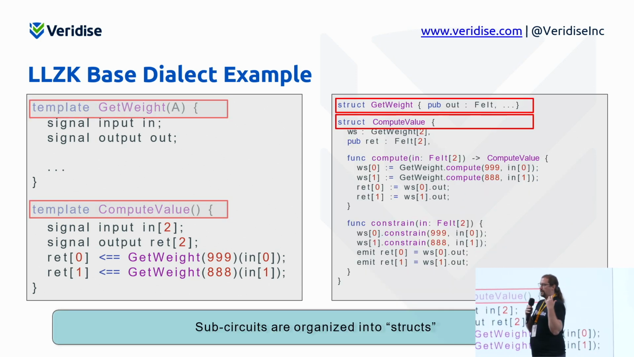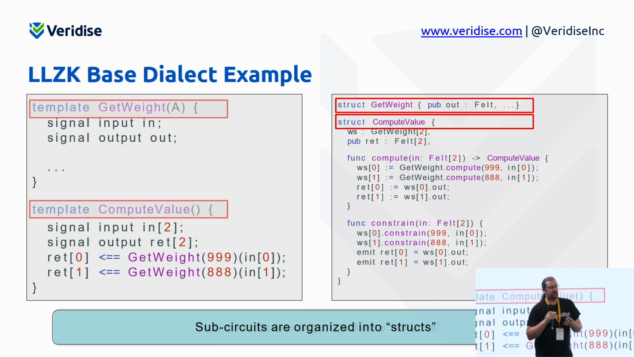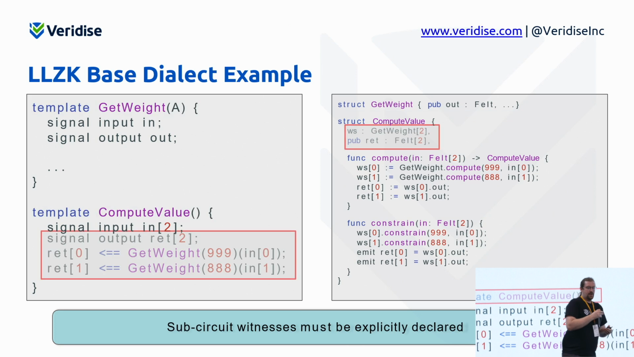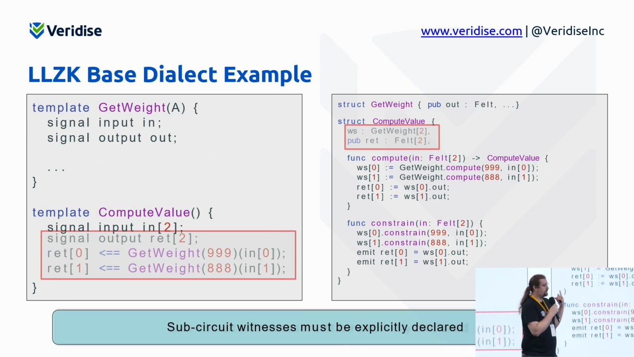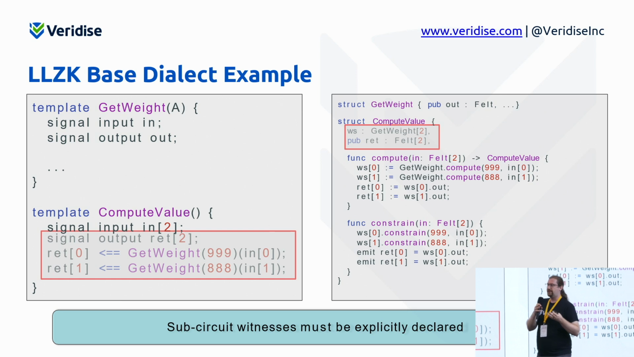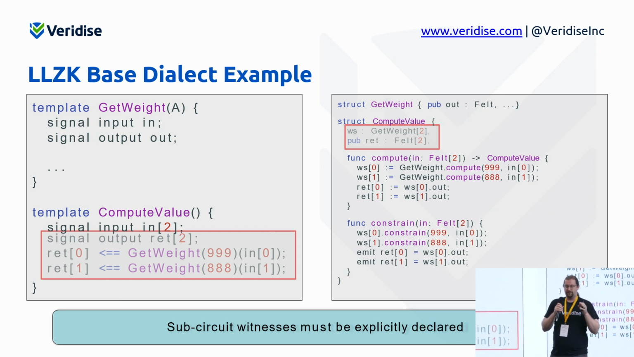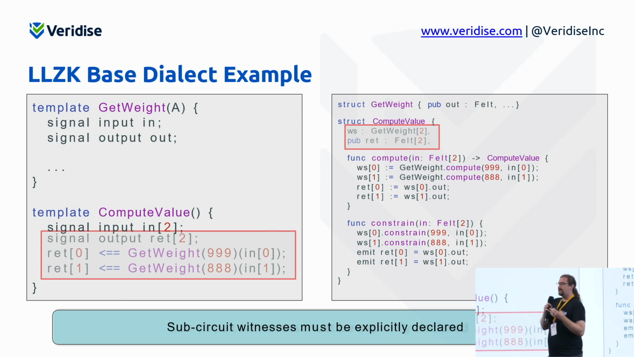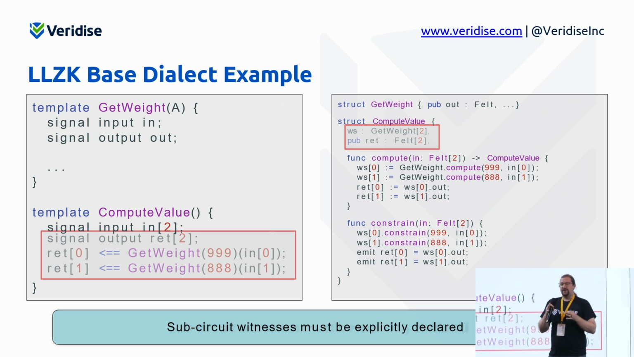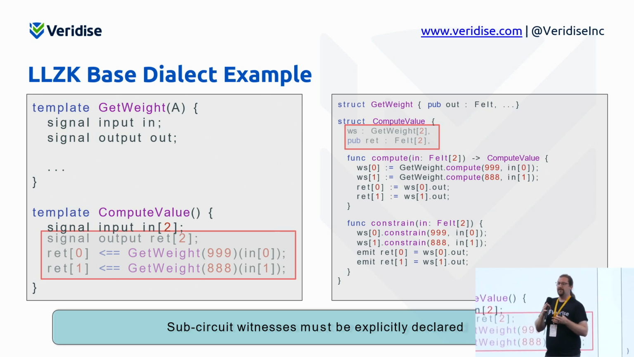In Circom, those are templates, and in LZK, they are grouped together as structs. The other thing that you might notice is that when you look at the struct, it includes these declarations in the struct values. So when you declare a subcircuit, you have to declare everything necessary in order to essentially witness the computation of that subcircuit.